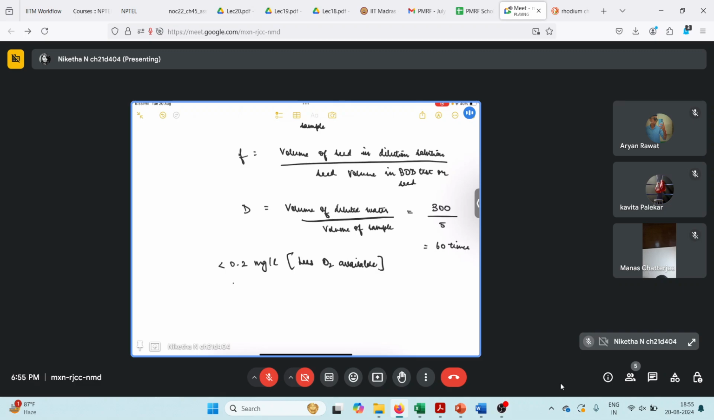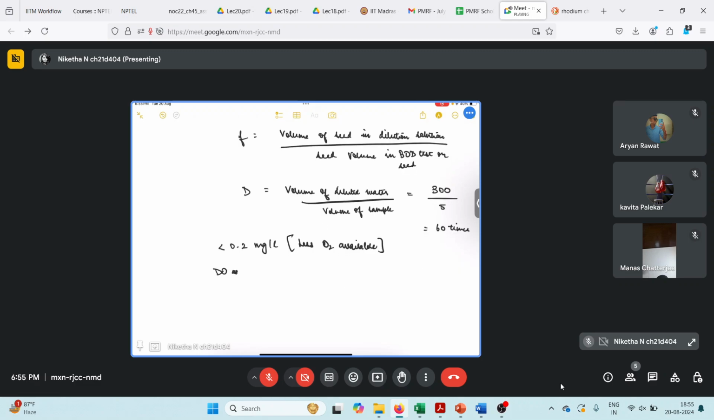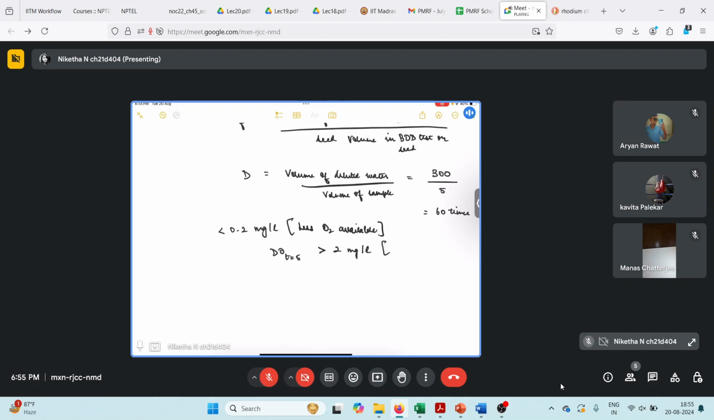And similarly, the difference between the initial and the final DO should also always be greater than, not the difference. So the DO after the 5 days should always be greater than 0.2 milligrams per liter. This is because if you have very less oxygen, then it means that all your bacteria will die. So that's why this will have to be higher than 2 milligrams per liter.